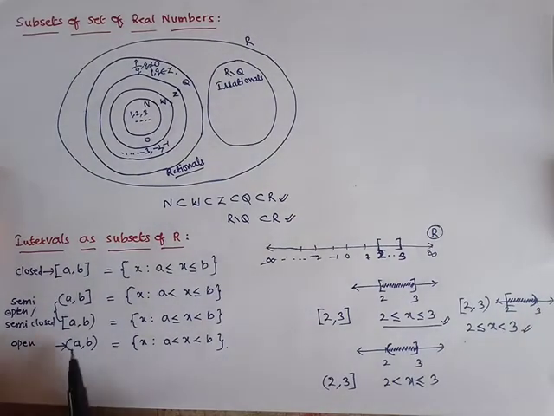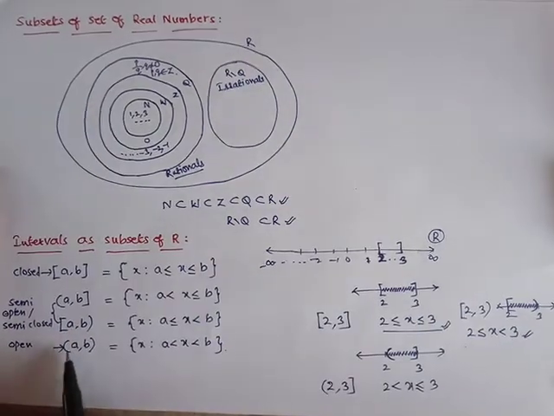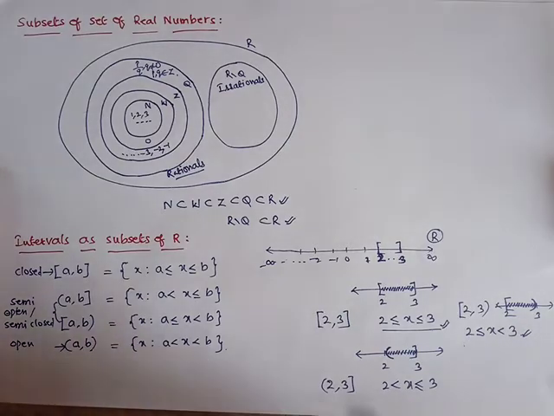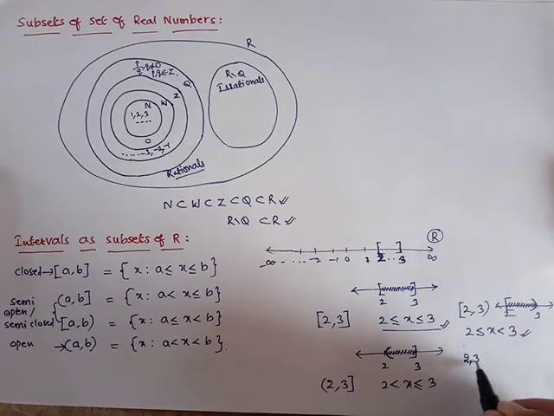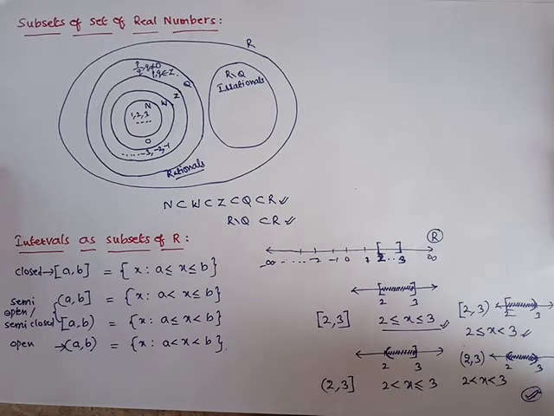And the last one, (a, b), is called an open interval, while the earlier one is called a closed interval. Both a and b are not included. (2, 3) open interval is nothing but 2 < x < 3, and the diagram will be in this manner. 2 is not included and 3 is also not included, the middle ones are considered. This way you can understand intervals as subsets of R.